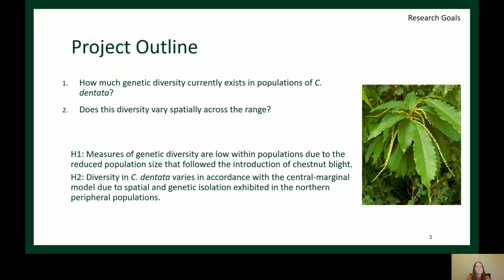So I hypothesize that diversity in C. dentata varies in accordance with the central marginal model, which suggests that populations near the center of the range should exhibit higher diversity than those in the periphery due to spatial and genetic isolation exhibited in the northern peripheral populations. So in Canada, our chestnut populations exist in the northern periphery of the range.